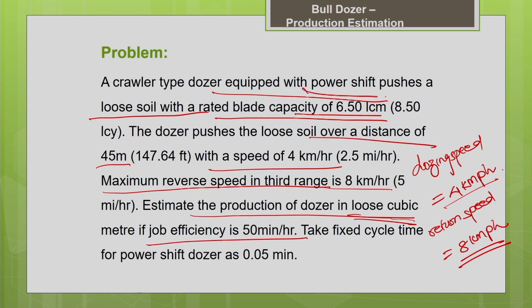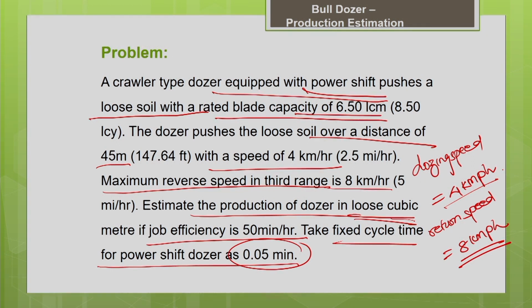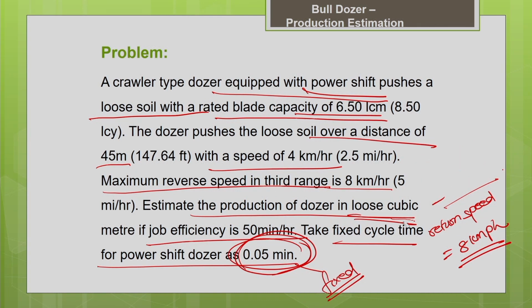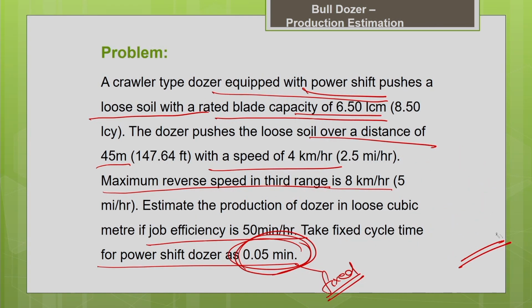Since it is a power shift mode, you can assume the fixed cycle time for the power shift dozer as 0.05 minute. So the maneuver time when you go for automatic gear change machines is 0.05 minute. You can assume that. So that will be your fixed cycle time. Now we are going to estimate the productivity of the bulldozer with the available input data. So how to estimate it?